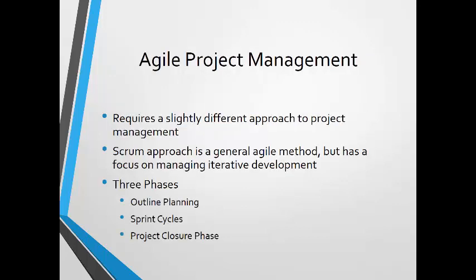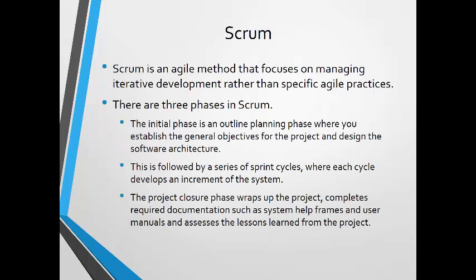Agile project management is slightly different. And basically, Scrum is one such approach. It's a general agile method, but it has a focus on managing iterative development. There are 3 phases: outline planning, sprint cycles, and the project closure phase. So again, Scrum focuses on managing iterative development rather than specific agile practices. There are 3 phases in Scrum.